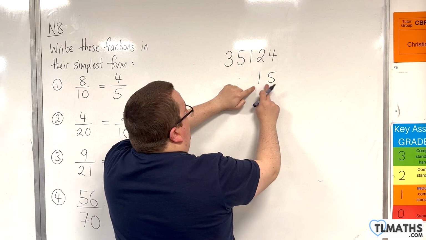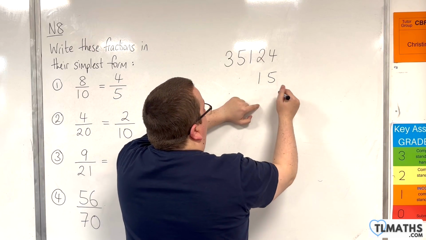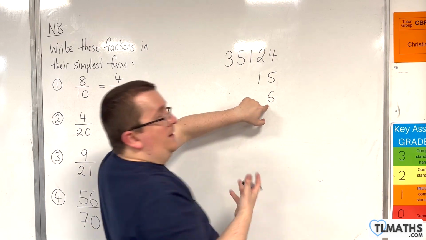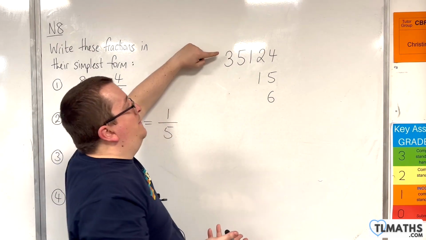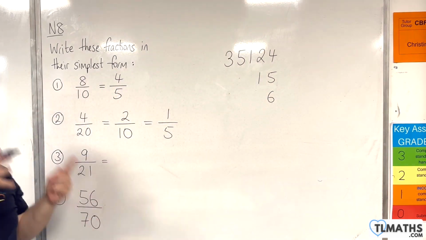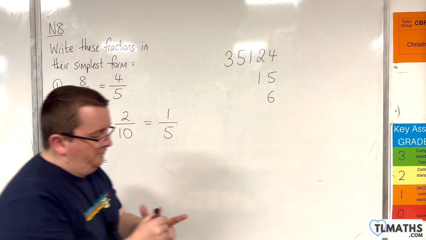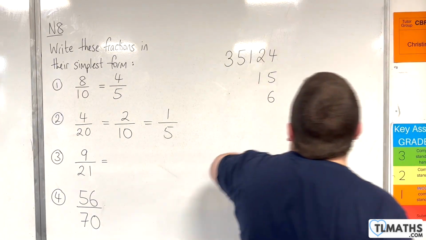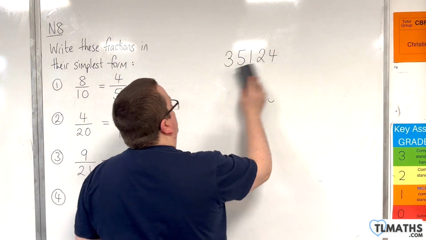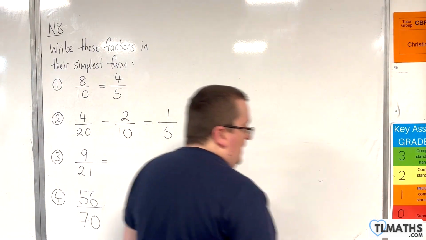And if you can't spot that, add those together. 1 plus 5 is 6, and 6 is definitely divisible by 3. So that means that is divisible by 3. It's a really useful technique to determine if a number is divisible by 3. Just add up the digits, and if that number is divisible by 3, then you can tick that box.